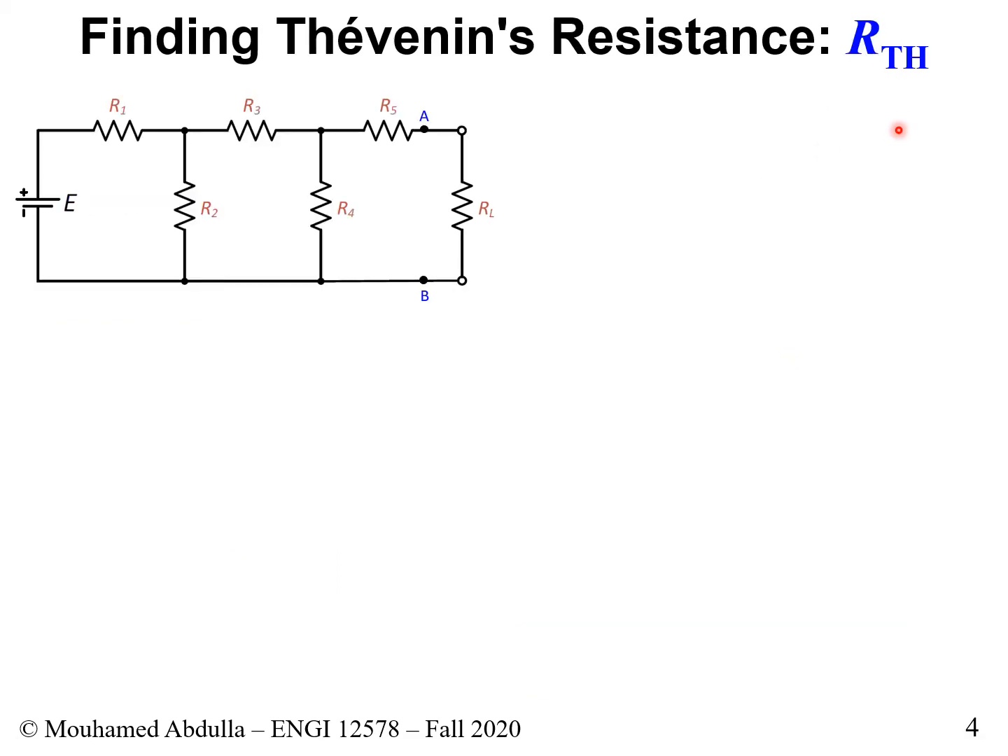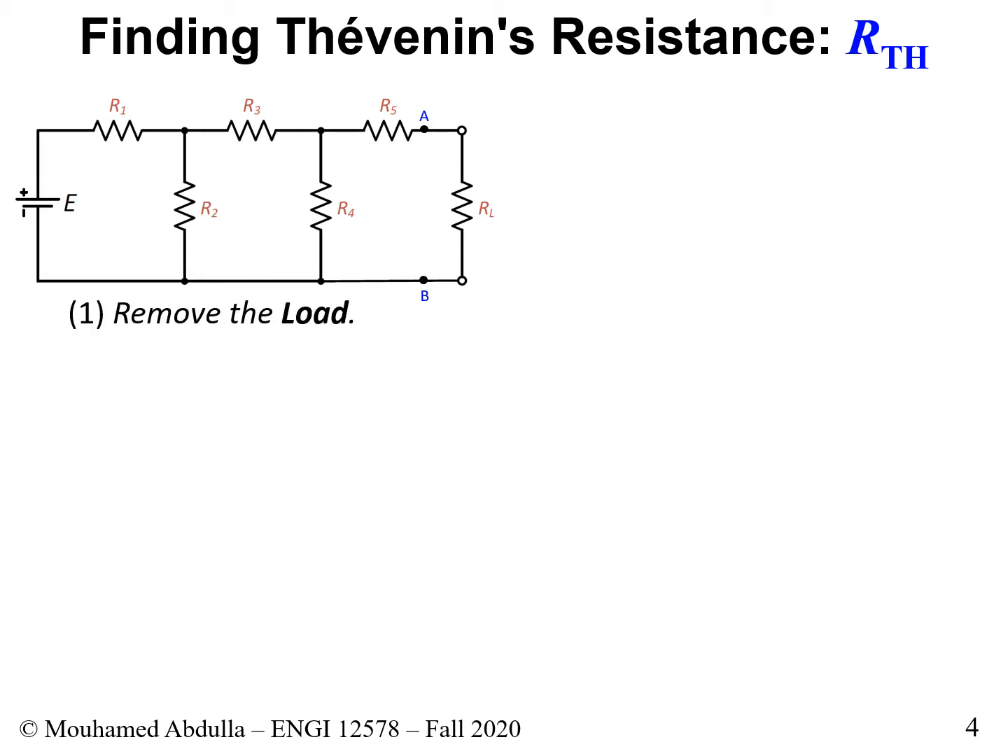Now that we have VTH, the next thing that we need to do is determine RTH. For RTH, we go back to the original circuit. We simply bring it back again here, and we go through the steps. These steps are different, and we begin from the circuit here. We don't look at the previous circuit. We begin from zero from the original circuit.